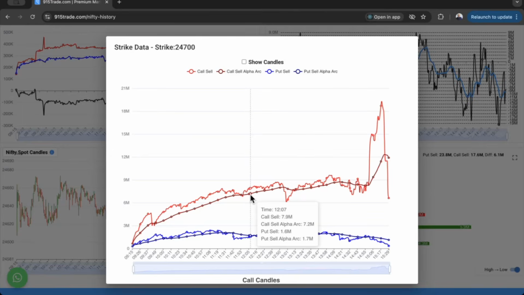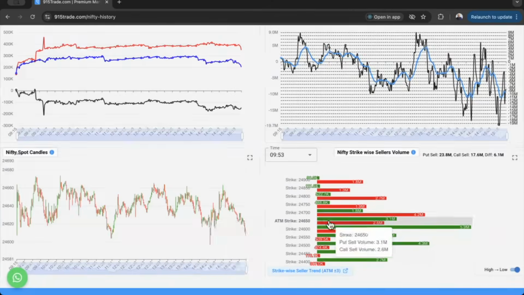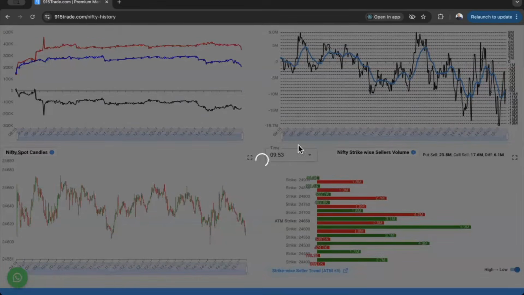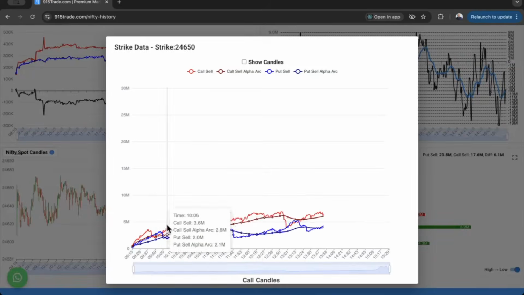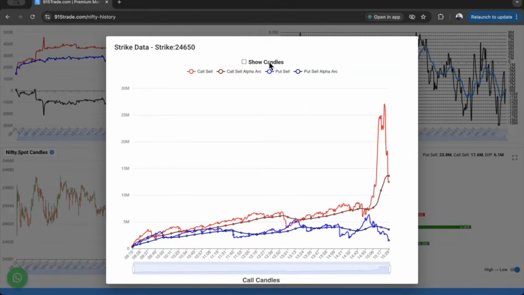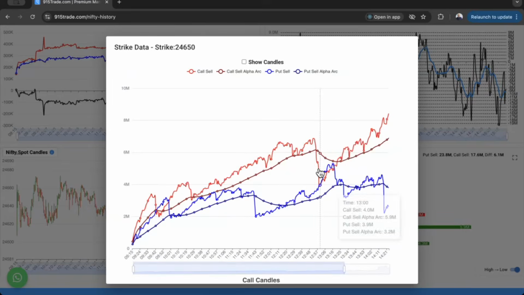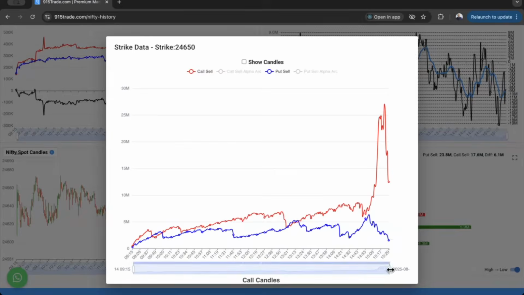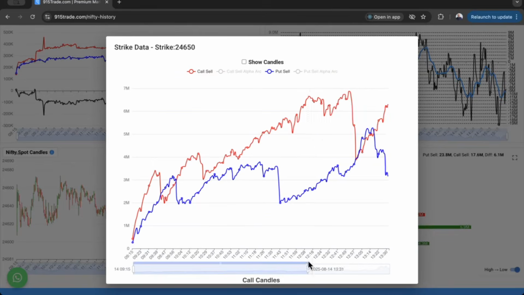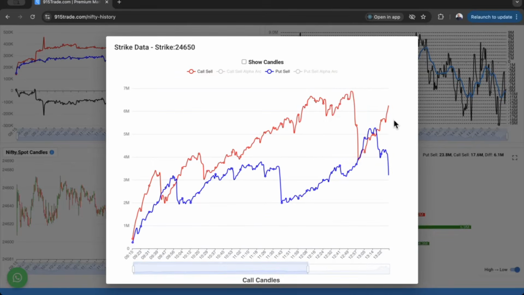Why does the market go sideways? One big reason that it goes sideways is because both call and put are building closely for the entire day. Look at this. I'll remove the alpha line. Look at this. They only had a gap. Again, they came back close.